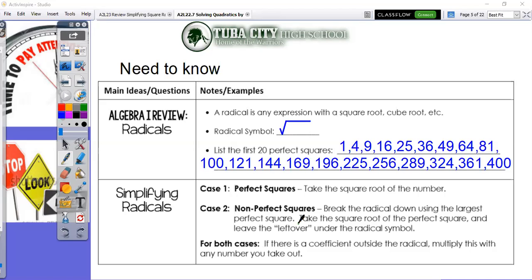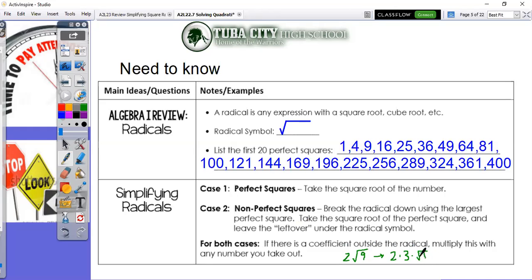In both cases, if you have a coefficient that is a number outside the radical, multiply this with any number that you take out. So if I have, say, 2 times the square root of 9, we can take the square root of 9. If I take the square root of 9, I get 3.